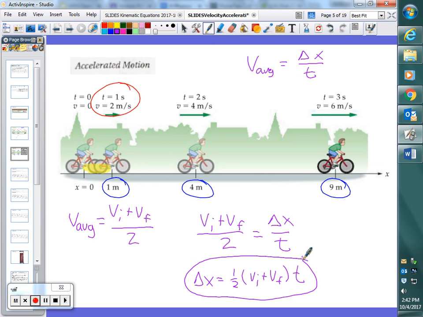So, anyway, here we can figure out a way to determine how far something goes based on how much the velocity changes, right? Let's take a look at this interval from here to here. Okay? That green interval.